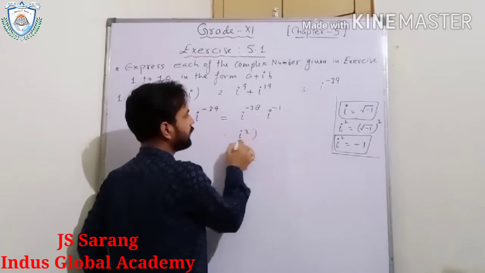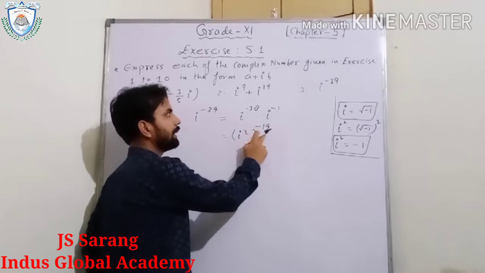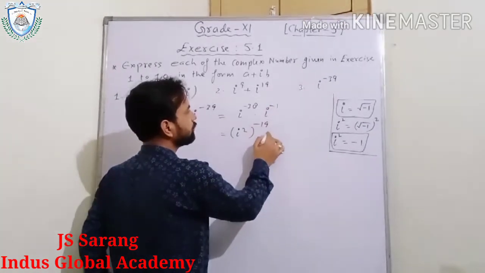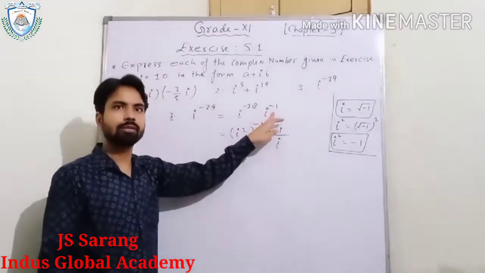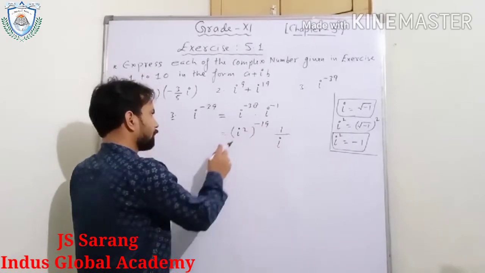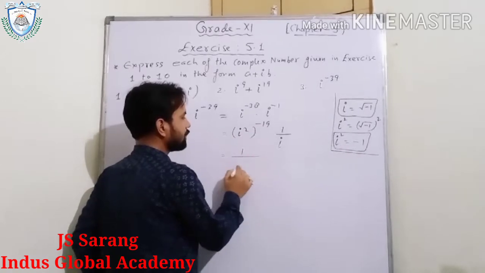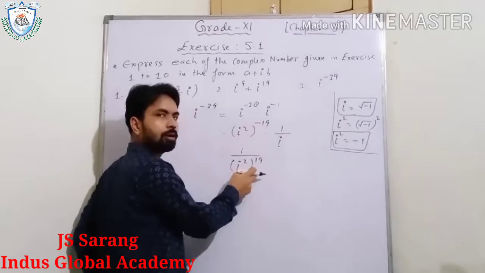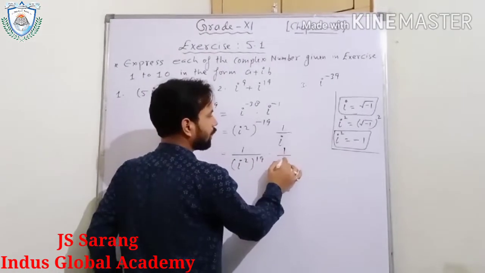This can be written as i squared to the power -19, that is 2 into 19, which is -38. Or this i to the power -1 can be written as 1 upon i, because the power is -1, so we can write its reciprocal. Understood? Again the power is negative, so this can be written as 1 upon i squared to the power 19. Now the power will be positive if we write the reciprocal, into 1 upon i.